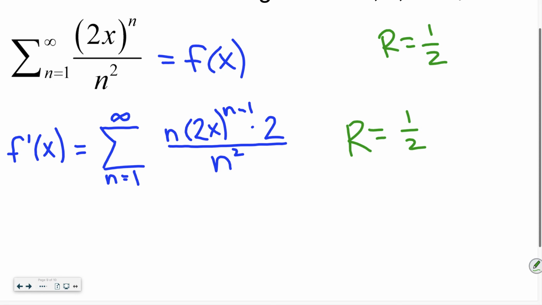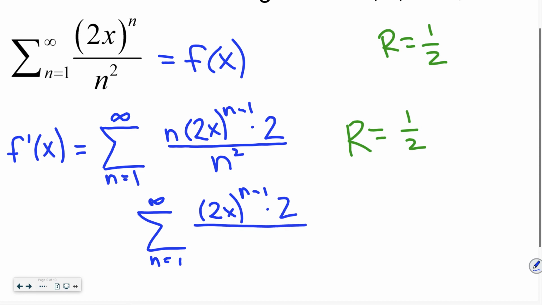Okay. Now, before you do any work, can we simplify that? You could take an n out. This is 2x to the n minus 1 times 2 over n. This is the n squared. Okay, so then we could retest our endpoints with that one.